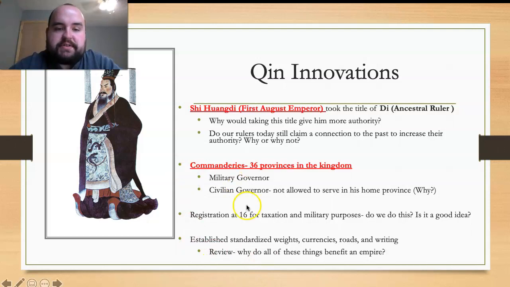For example, their first emperor, Shi Huangdi, known as the First August Emperor, famously took the title of Di, or ancestral ruler. Now, why do you think this title is going to give him more authority? Why do rulers tend to try to claim some sort of ancestral connection or connection to the past?